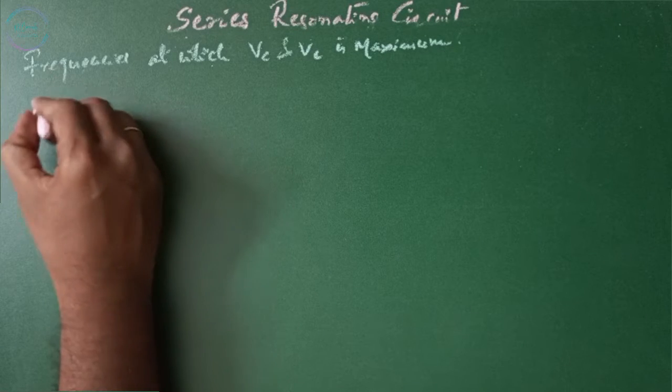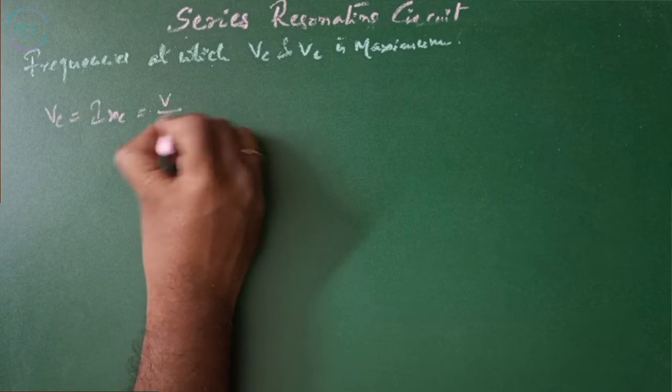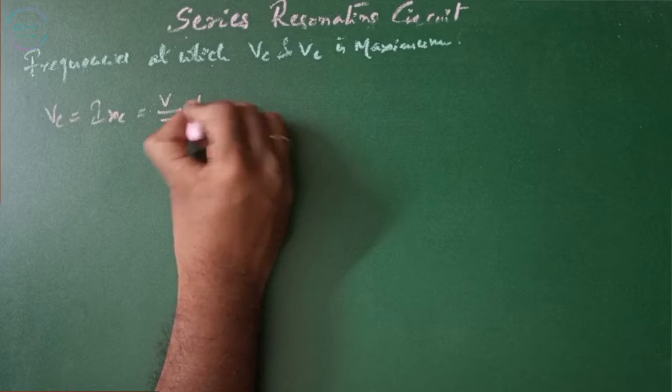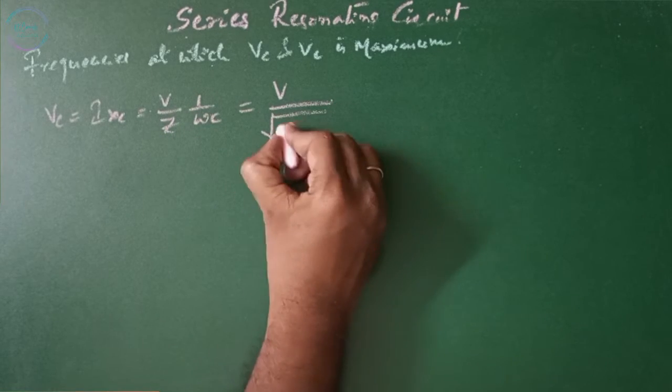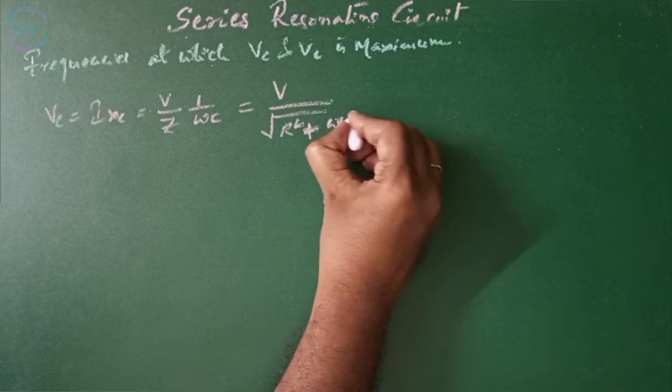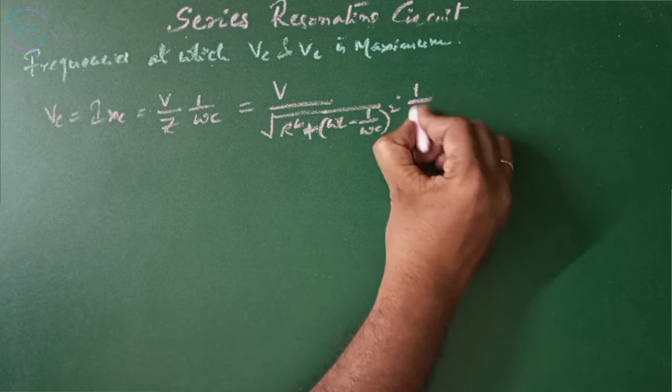We know that VC equals I XC, I is V by Z, and XC is 1 by omega C. V divided by Z is V over the square root of R square plus (omega L minus 1 by omega C) whole square, multiplied by 1 by omega C.